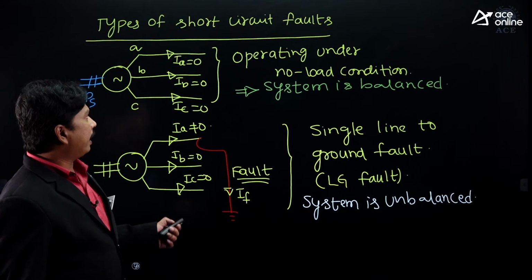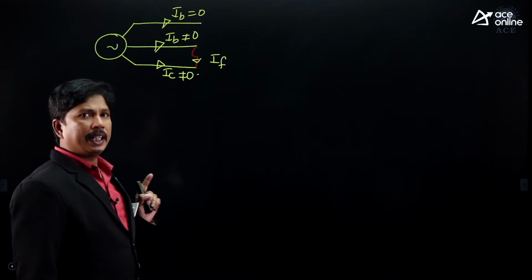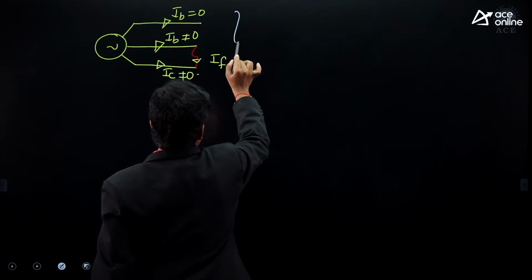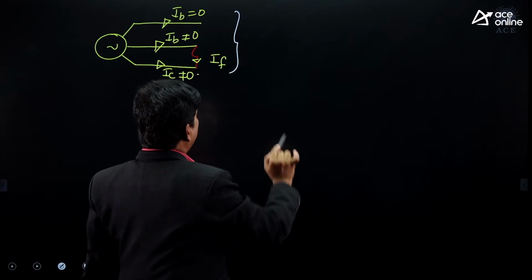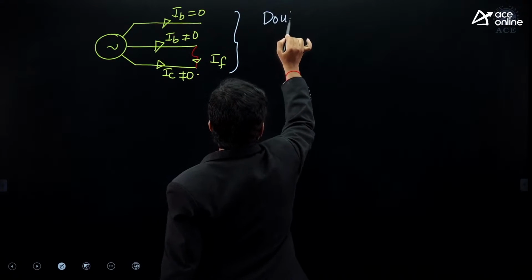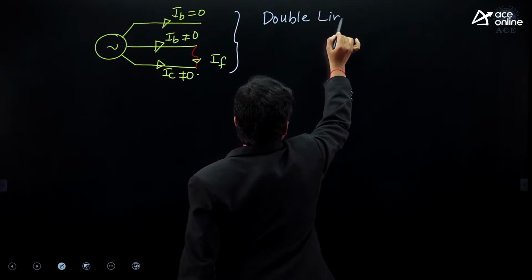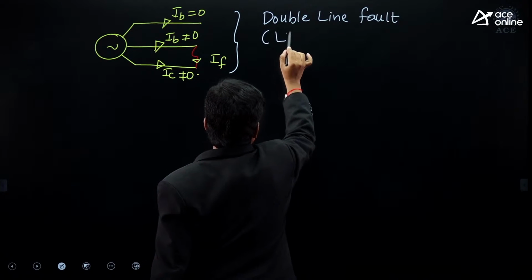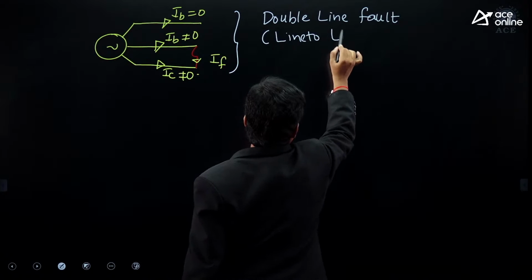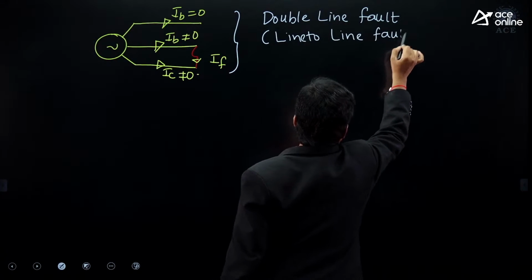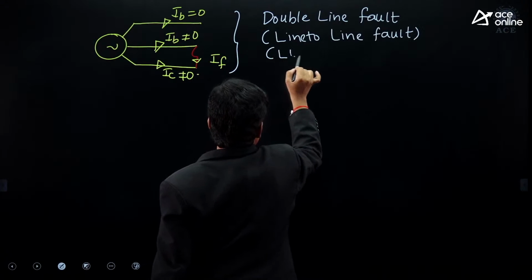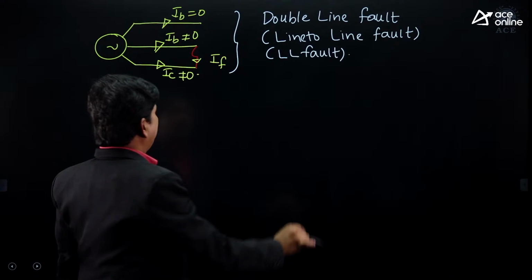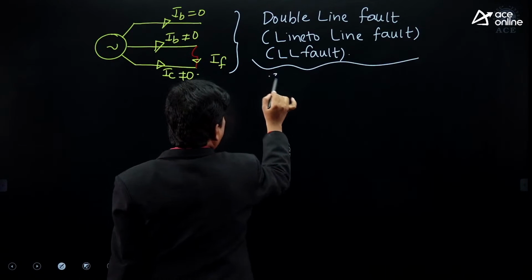Students, coming to this one, here also without any load in the system, we are having a B phase current and C phase current, and this type of fault we are calling the double line fault. Or simply we can call it a line to line fault, or simply an LL fault. And because of this one also, the system will be unbalanced.